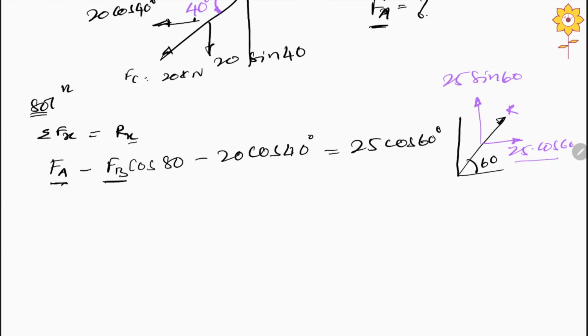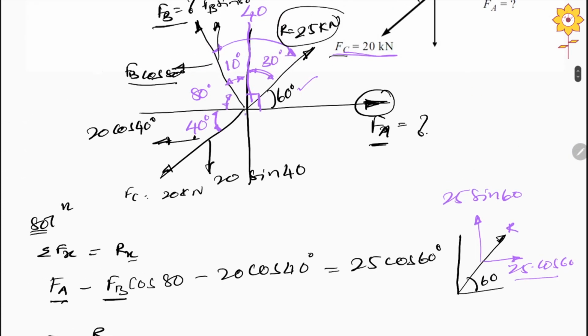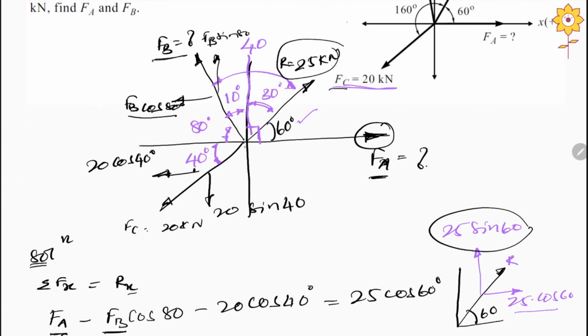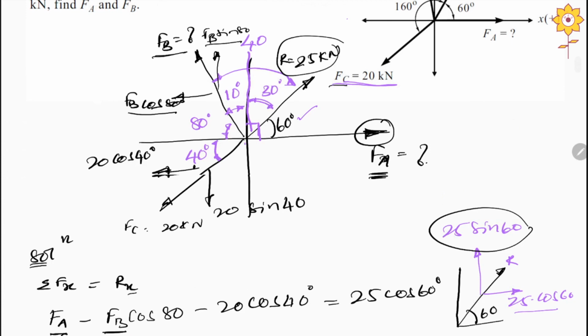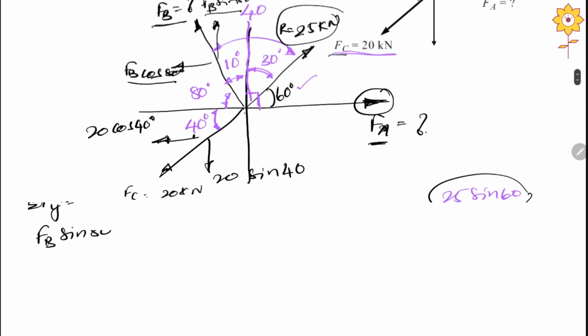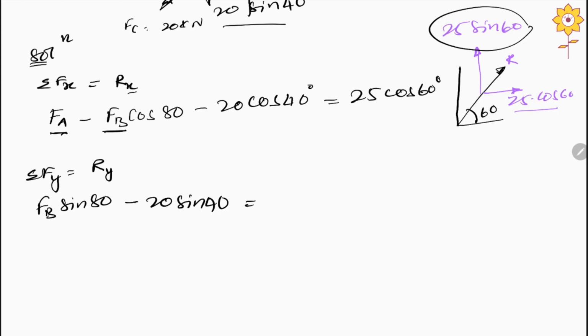So what we can do is move to the second thing, that is summation of Fy. Summation of Fy is equal to Ry. Now try to frame the equation for Fy. In Fy we have FB sin 80, and we have another force acting downward, that means minus 20 sin 40. This will be equal to Ry, that is 25 sin 60 degrees.